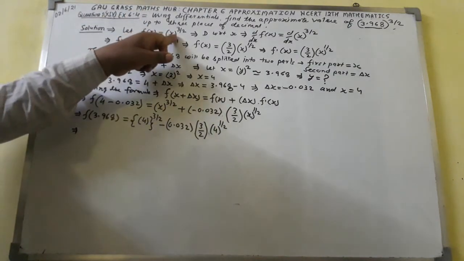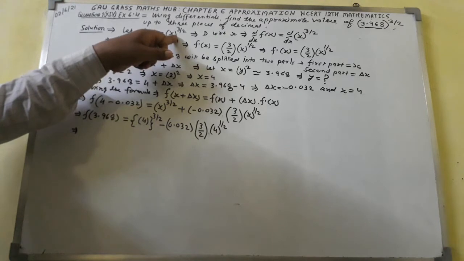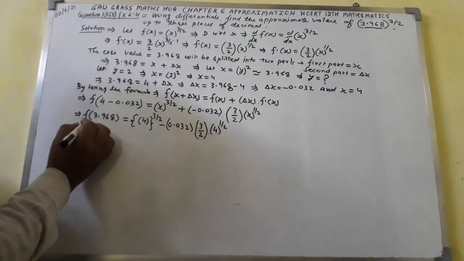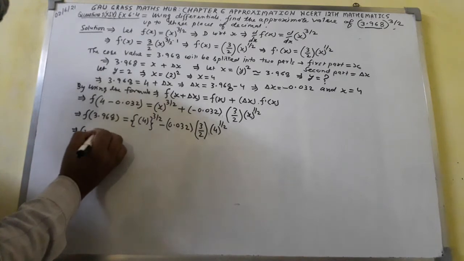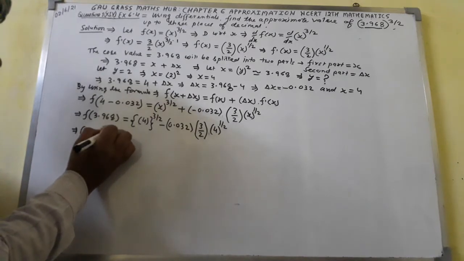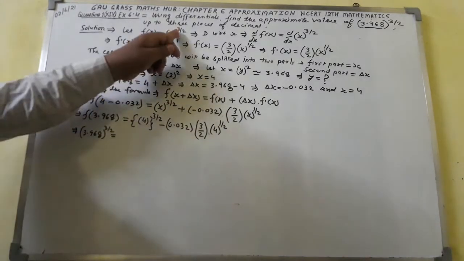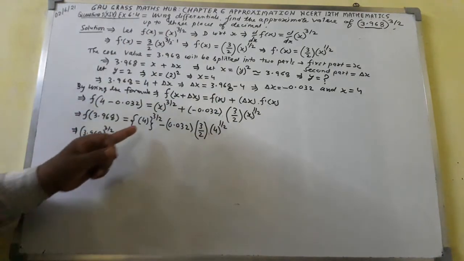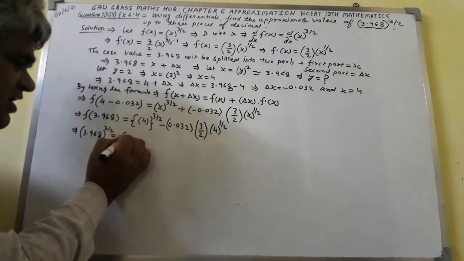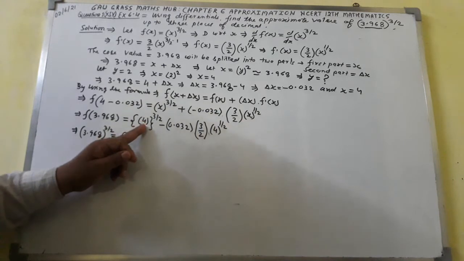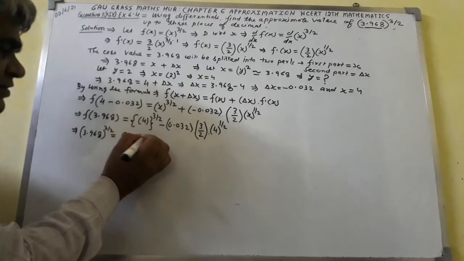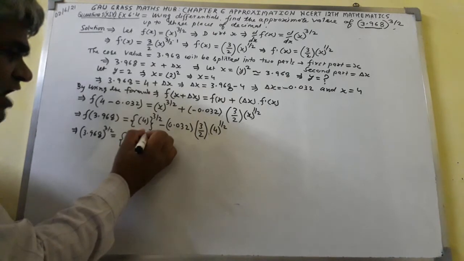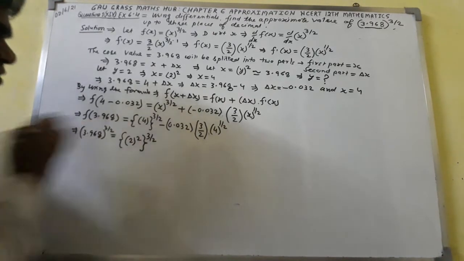So here 3.968 will be reflected. So here I shall write 3.968 raised to the power 3 over 2. Isn't it? This value we will get. Or what will we do here? Open a curly bracket. This 4 can be written as 2 whole square. Curly bracket close. Here you add 3 over 2.